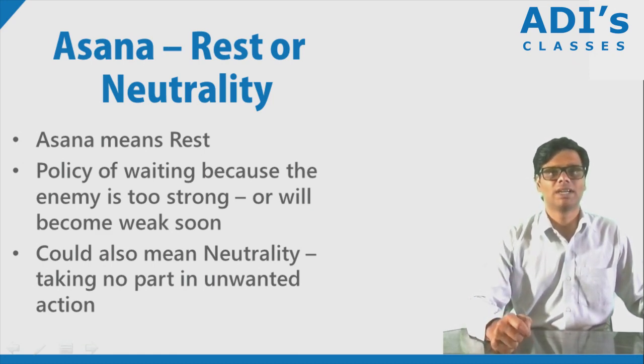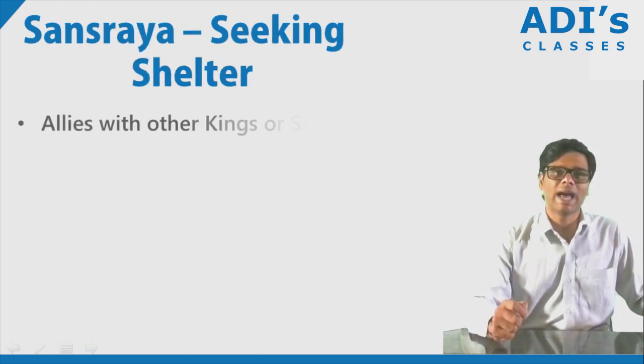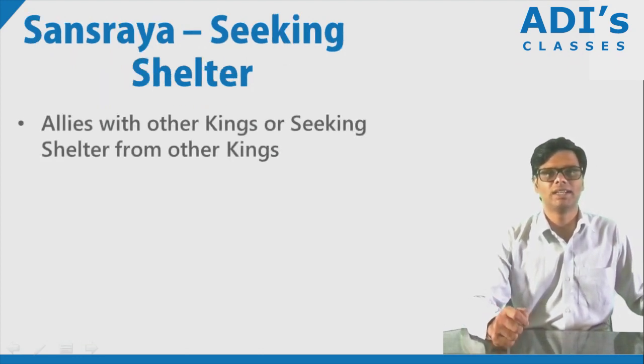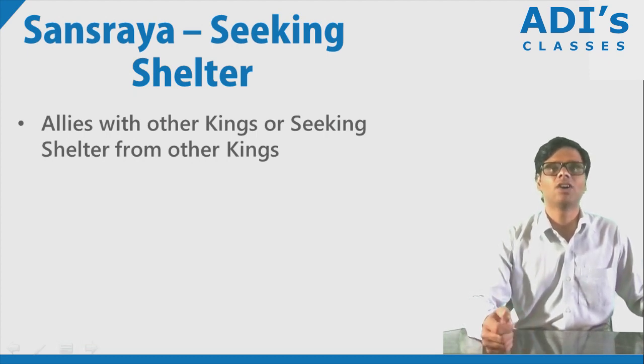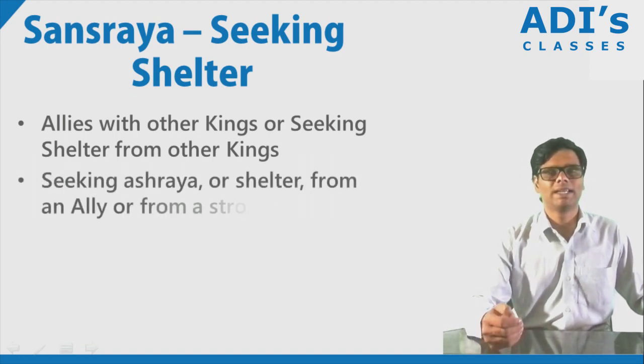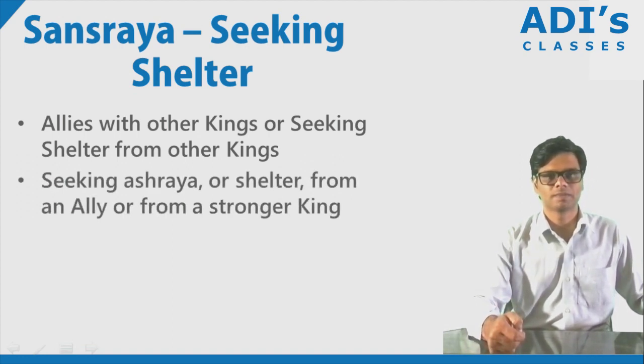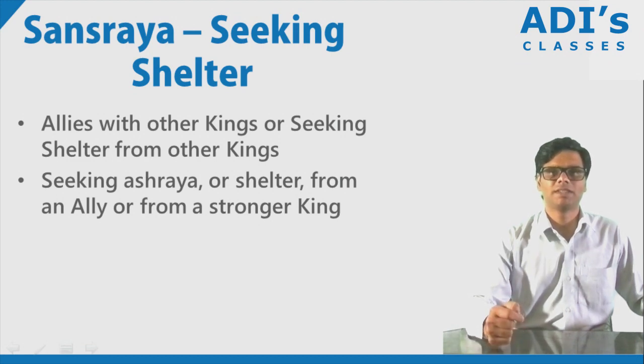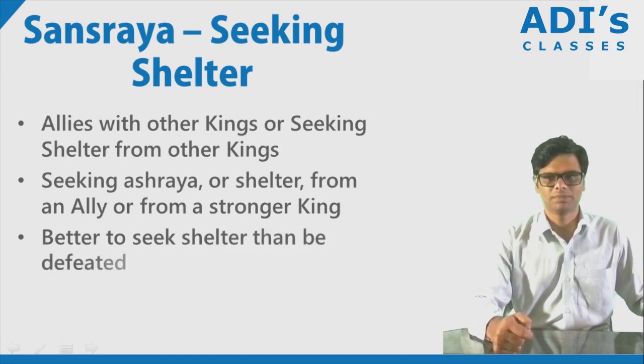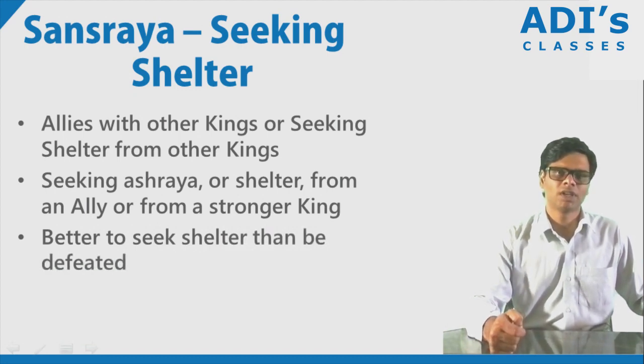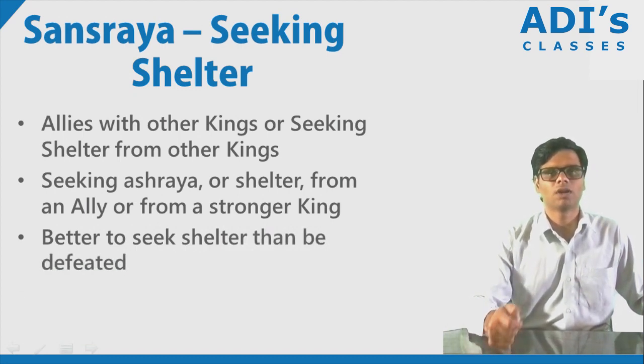The fifth one we look at is Sanshraya. Sanshraya is becoming allies with other kings or seeking shelter from other kings. Sanshraya is about seeking ashraya or shelter from an ally or from a stronger king who can keep the enemy in check. It is better to seek shelter with another king than to be defeated and routed by the enemy. This policy is used when war cannot be stopped or won.